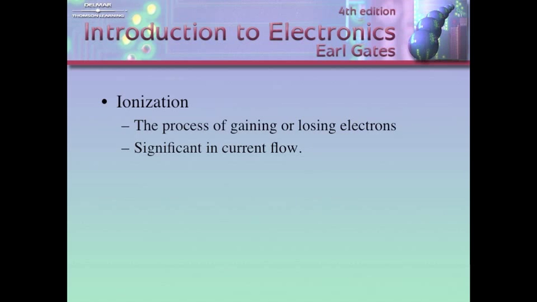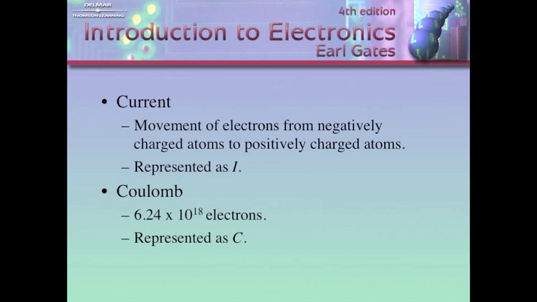This is the last time you're going to hear it. Now, current. Has any of you heard the term current before? Yeah, current. Electrical current. It's a very common term that we use in electricity. We're going to define that term right here. Current is the movement of electrons from negatively charged atoms to positively charged atoms. Current is the movement of electrons from negative to positive. It's represented as a capital letter I. So if I give you a question that says I equals question mark, I'm asking what is the current equal to?